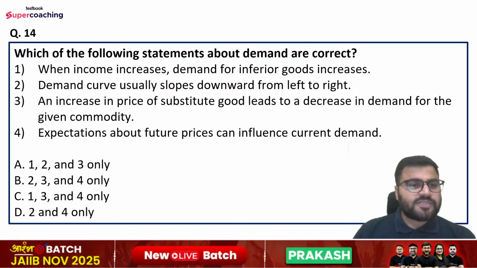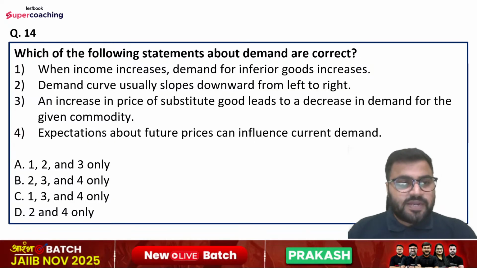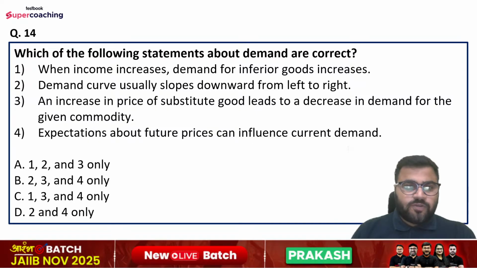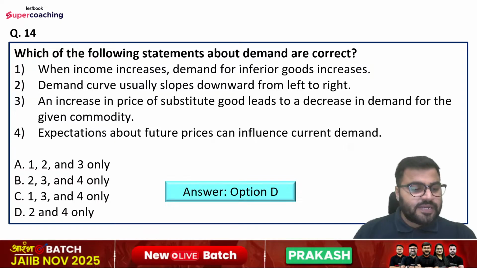Question number 14: which of the following statements about demand are correct? Statements are: when income increases, demand for inferior goods increases. Demand curve usually slopes downward from left to right. An increase in the price of substitute goods leads to a decrease in demand for the given commodity, or expectations about future prices can influence current demand. Options are first, second, and third only; second, third, and fourth only; first, third, and fourth only; or second and fourth only. So the right answer is option D here, that is second and fourth only.